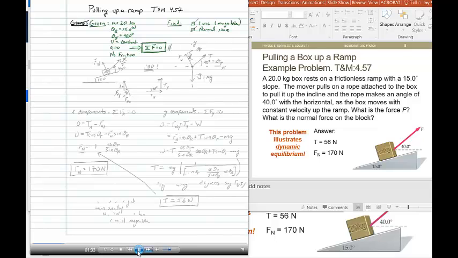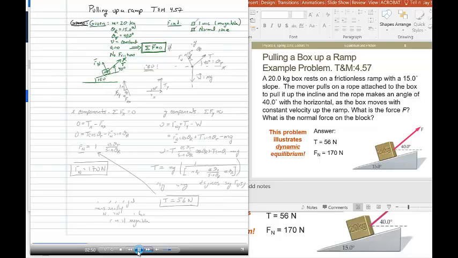So net F vector is equal to 0. Let me go ahead and first make a little sketch here. Even though it's on the slide, I always like to redraw the sketch because sometimes when I'm drawing it, I notice different things. So the ramp makes an angle of 15 degrees. The tension in the rope makes an angle of 40 degrees, but not with respect to the slope. It makes 40 degrees with respect to the horizontal. And then there's the normal force, which is going to be perpendicular to the surface.